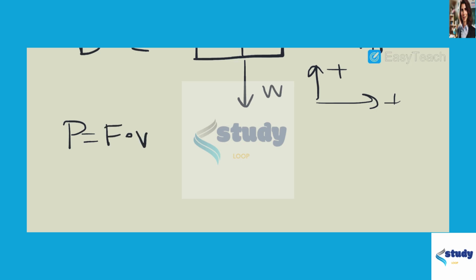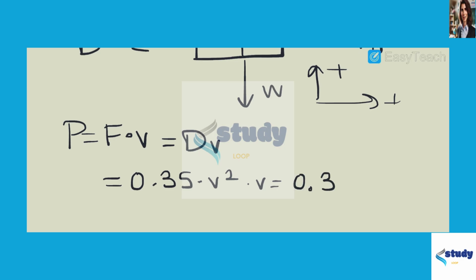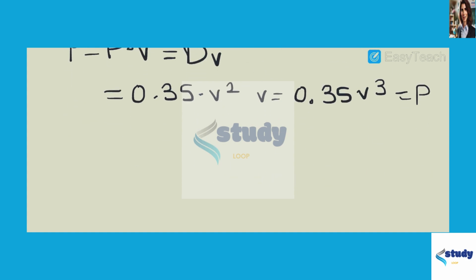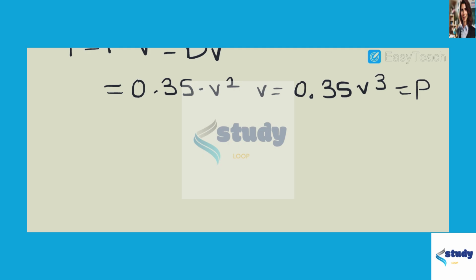So we know that power is equal to force times velocity. Now the force in this case is our drag force, because we're trying to find the power that is dissipated by the drag force. We know that drag is a function of velocity, so we can go ahead and plug in for drag. So we can do 0.35 times v squared times v, and this gives us 0.35 v cubed, and that is the power dissipated by drag. We need to find the function for v.